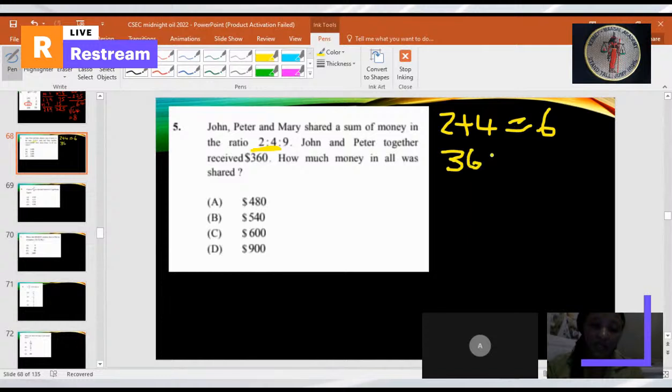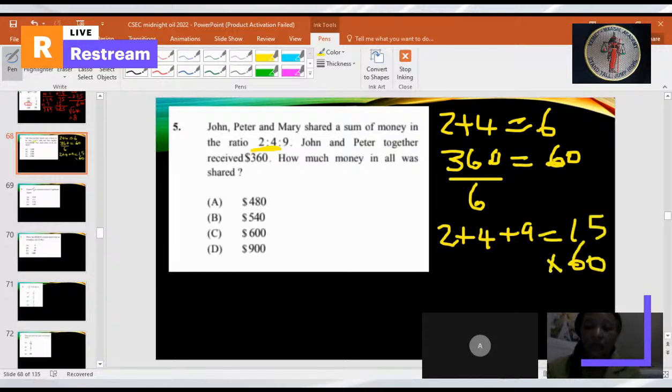So we divide that 360 by 6, and we get 60. 60 is the unit value of the ratio. So to find the total money now, it will be the 2 plus 4 plus 9 times that 60. So work out what's 2 plus 4 plus 9. 15. And multiply by 60.